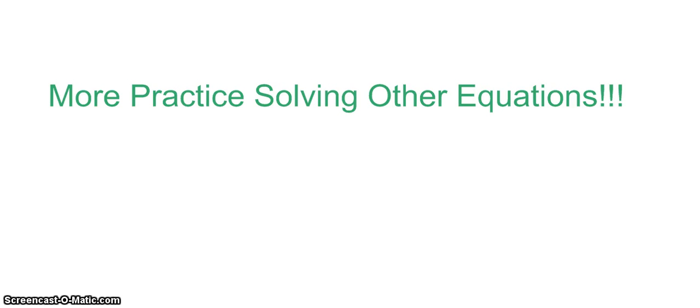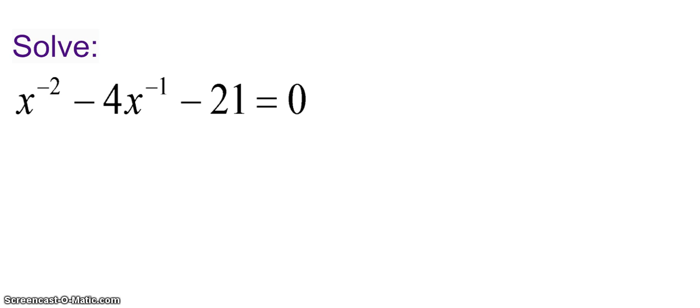Alright, so we're going to continue practicing solving other types of equations because this is something you're probably struggling with. Okay, so first, solve x to the negative second minus 4x to the negative first minus 21 equals 0. I want you to try this on your own.